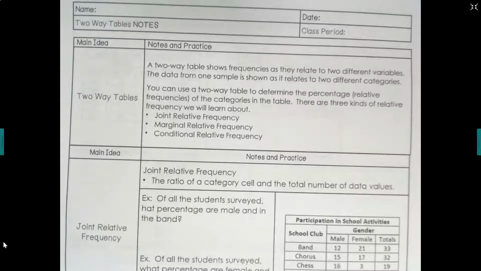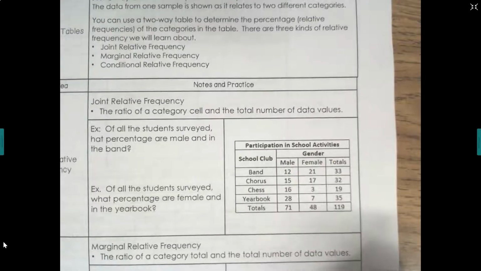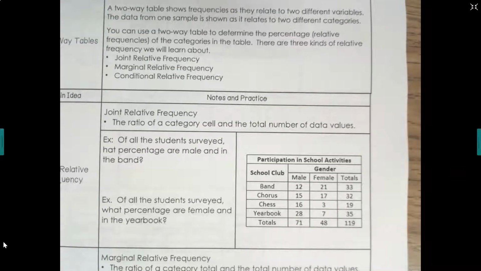Alright, so a two-way table shows the frequency as they relate to two different variables. And so it's called two-way because you have rows and columns. So you have two different variables going on, and then there are subsets of those variables. We can use these tables to find the probability of an event happening based on results in the table.